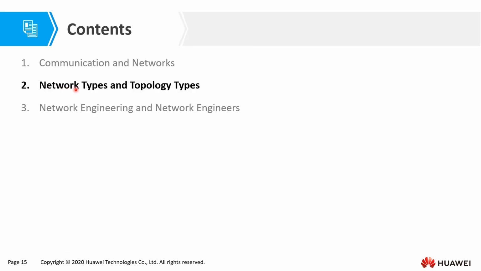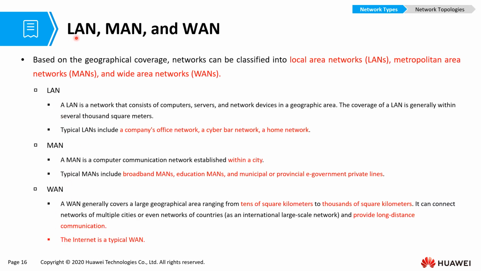Section number 2, network types and topology types. LAN, MAN, and WAN. Based on geographical coverage, networks can be classified into local area network, metropolitan area network, and wide area network. A LAN is a network consisting of computers, servers, and network devices in a small geographic area. Typical LANs include a company office, a cyber bar network, and a home network.